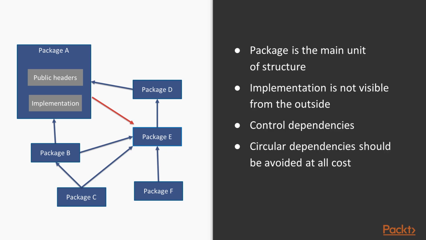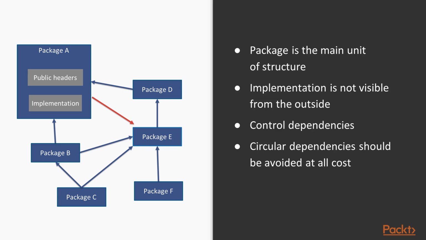One thing that should really be avoided is circular dependencies between libraries. What do I mean by that? Look at the red arrow here. So if there is a dependency from package A to package E, then we get a cycle from A to E to D back to A. What is the problem with that?